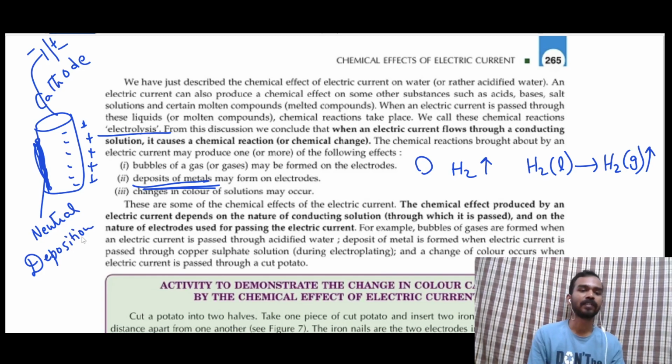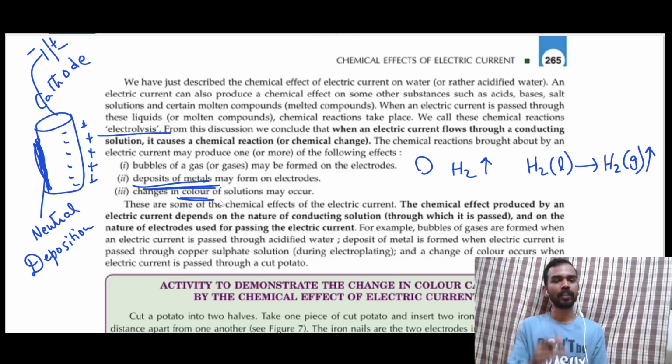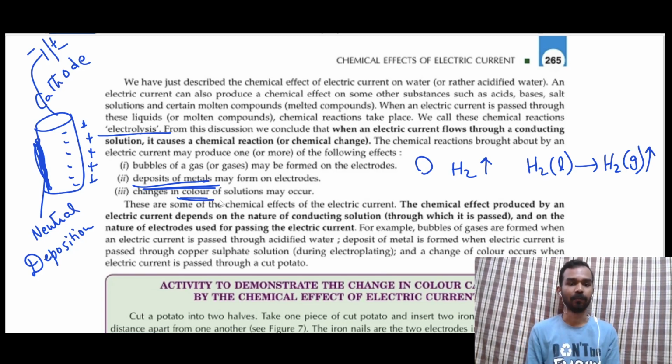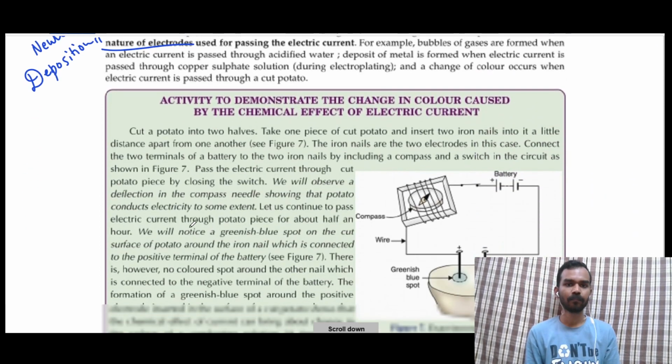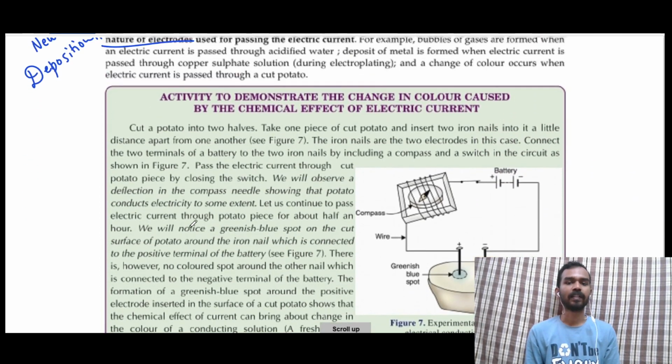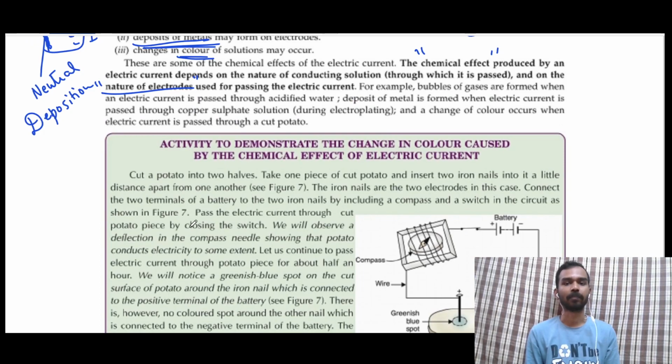Because of this deposition, sometimes there could be a change in color also. Solution color will also change. That we will see. One example might be there. So whatever effect you want depends on what electrodes you are using also. Okay. So now we are seeing some examples.